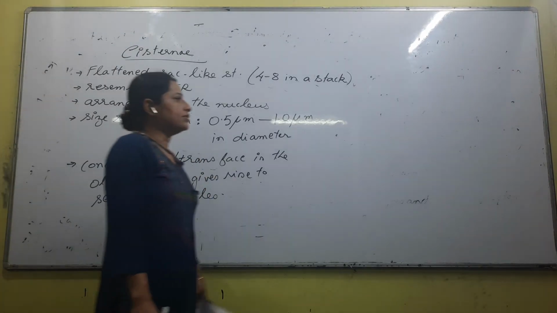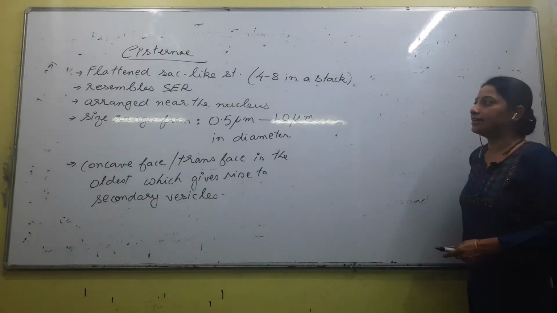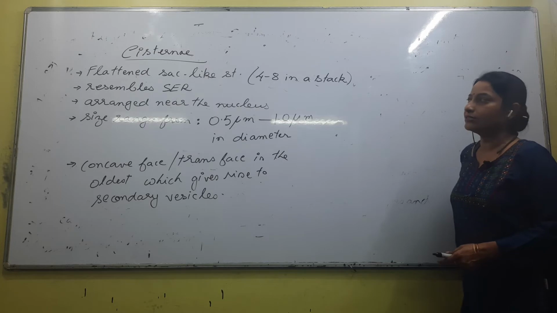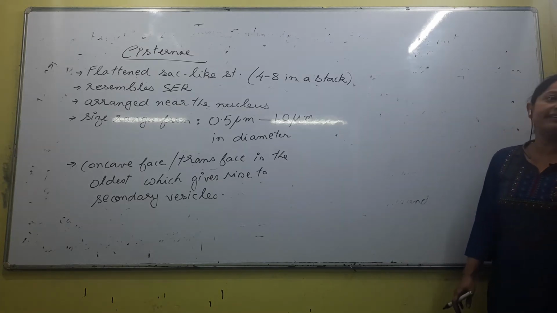So what is a cisternae? It is a sac-like structure. They are connected with each other, as we have already discussed. They almost resemble SER because they do not have the ribosomes. So they look like SER. They are arranged near the nucleus.